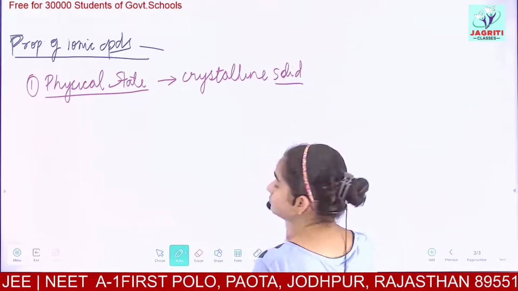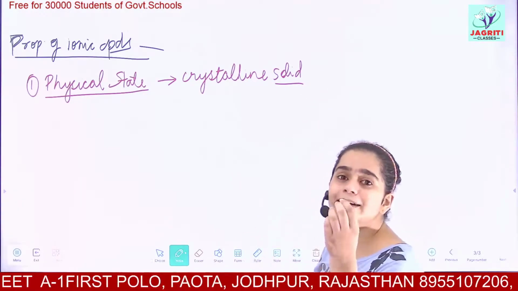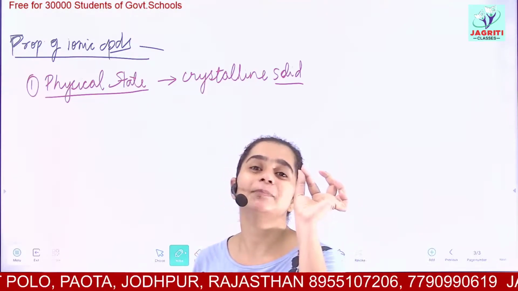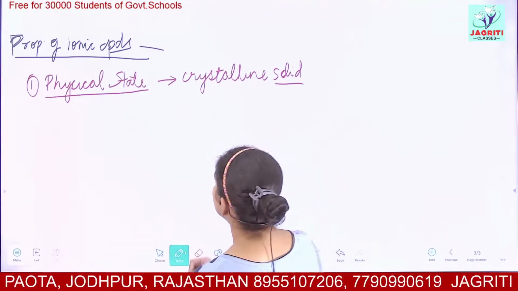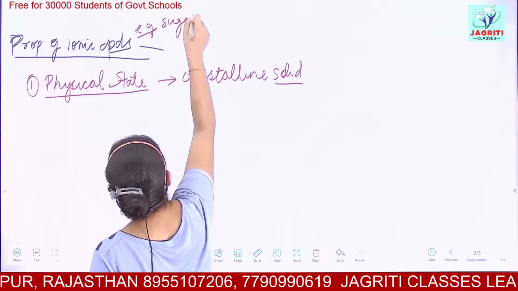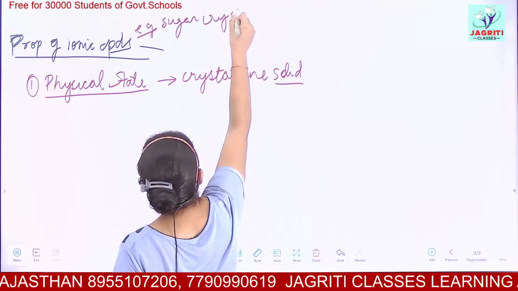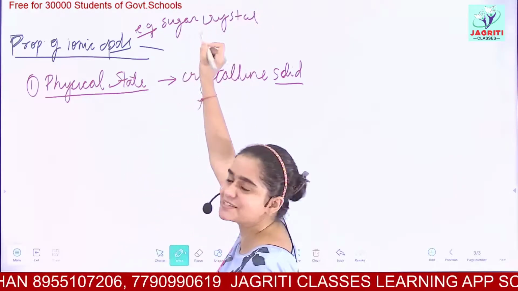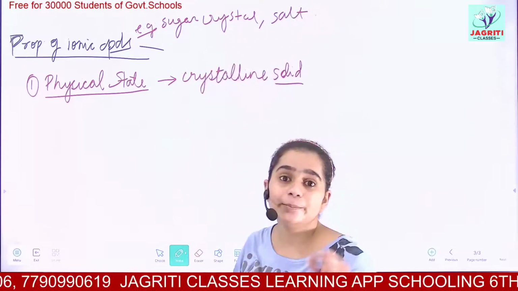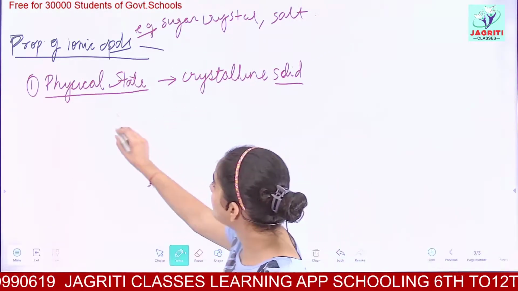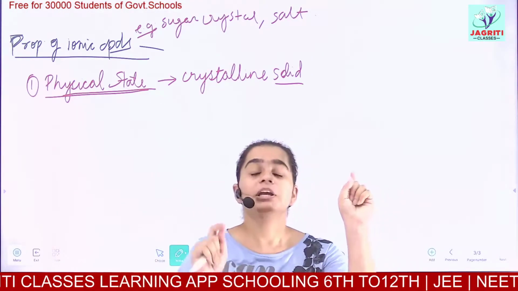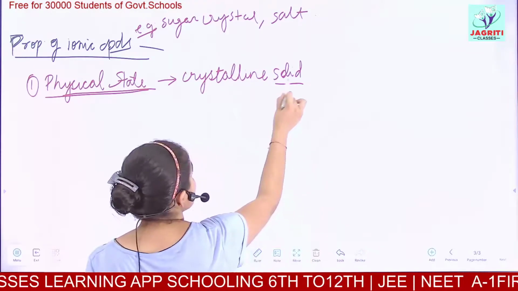You all know ionic compound is a solid. To understand ionic compound, imagine a crystal of sugar or a particle of salt in your mind. The example is sugar crystal. I hope you all have seen sugar crystal. Then you have salt crystal. So keep them in mind. So first property, their physical state. What is sugar? Sugar is a solid. Because it is a solid, the physical state I have written is solid.